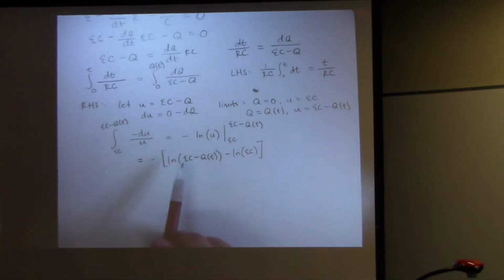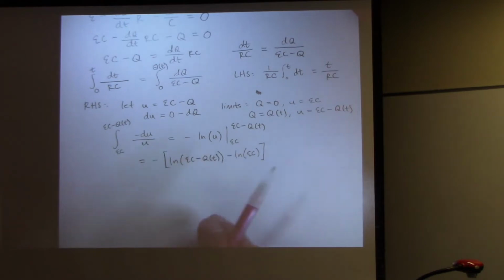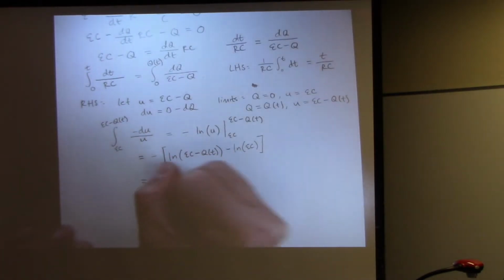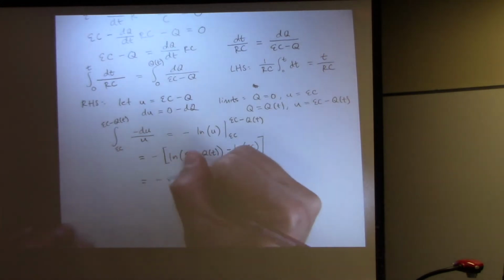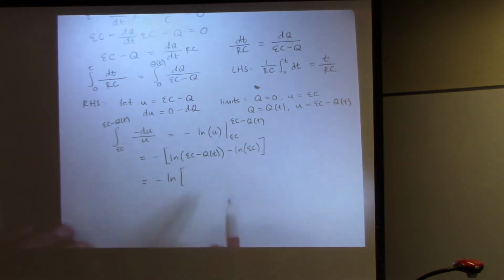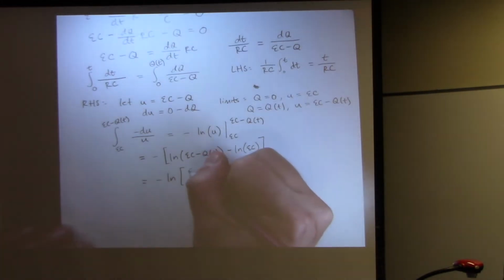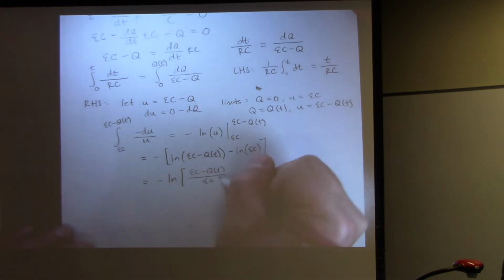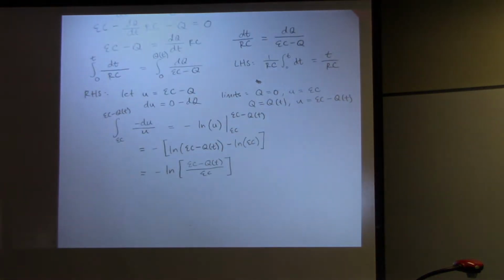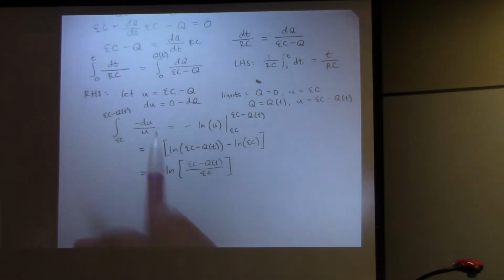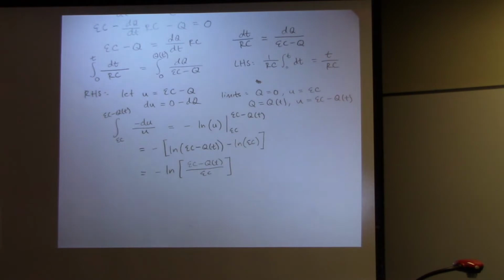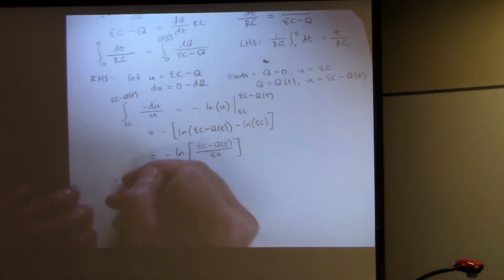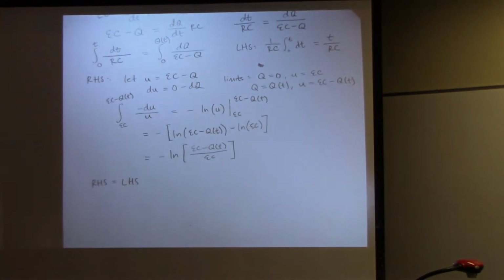And what we have is the natural log of one term minus the natural log of another. If you remember, you can actually combine these two into the same natural log using the division property, where epsilon c minus qt over epsilon c, all in the same natural log, with the negative sign out front, is how this integrates. So that's about as nice of an expression as we can get. And so what we should do is just set the right-hand side equal to the left-hand side. That's all we're really doing here.